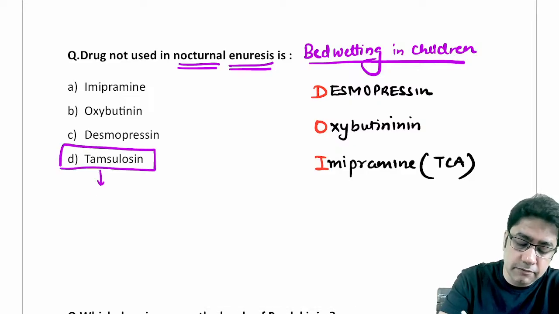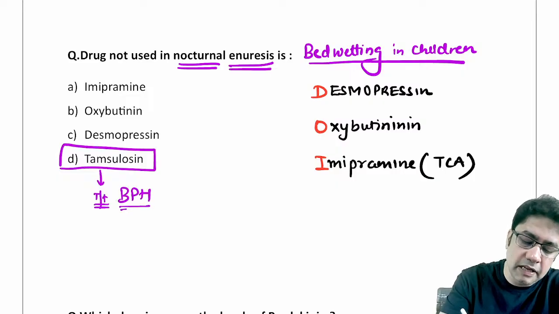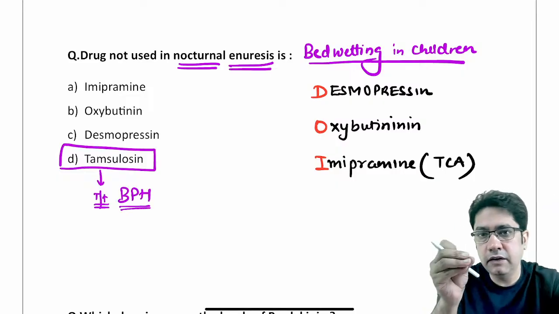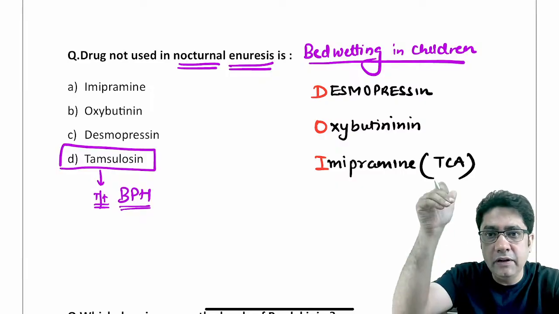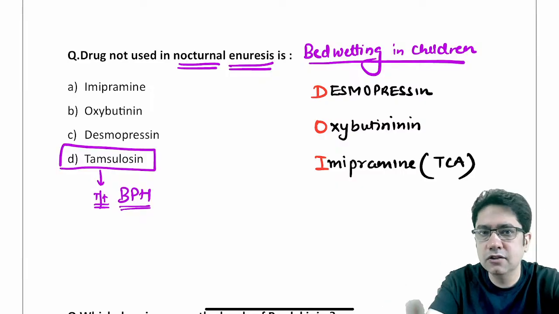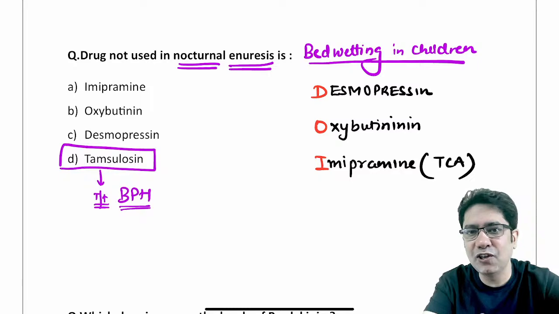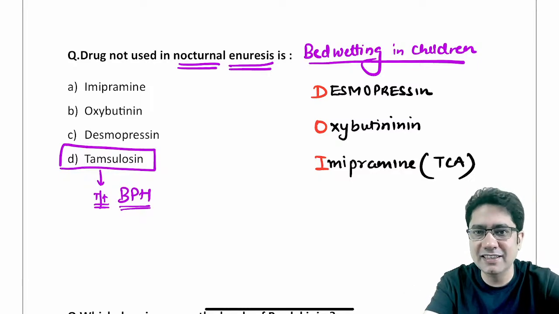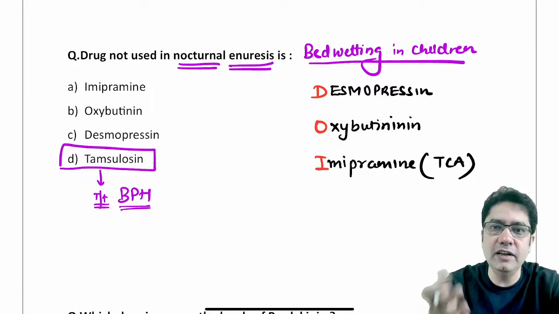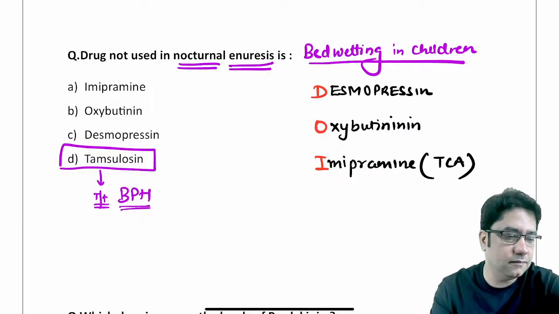We have discussed tamsulosin is given in the treatment of BPH, benign prostatic hypertrophy. It will open the sphincter and it will promote urination. So that is why you will never give tamsulosin in nocturnal enuresis. It will rather promote urination by opening the bladder sphincter. Okay.